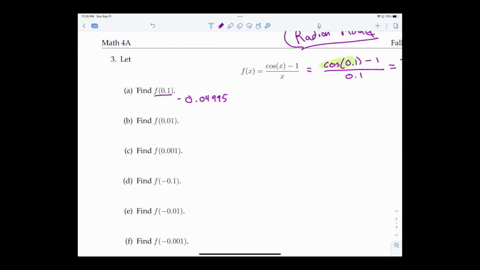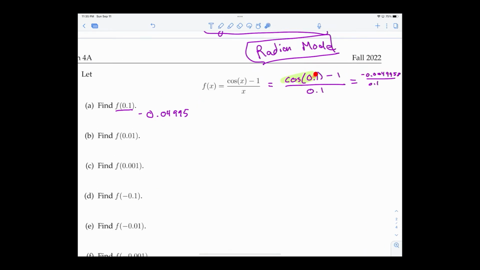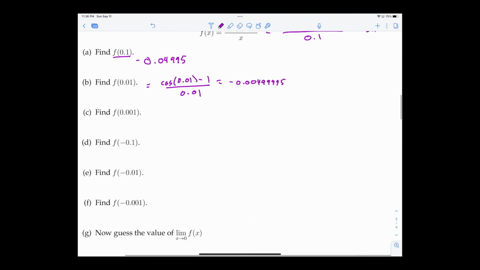Okay, now we have to plug in 0.01. So same formula that we're using here, we're just replacing this and this with 0.01. So we have cosine. I'll write out this one too, I guess. Cosine 0.01 minus 1 over 0.01. And we get negative 0.049995.